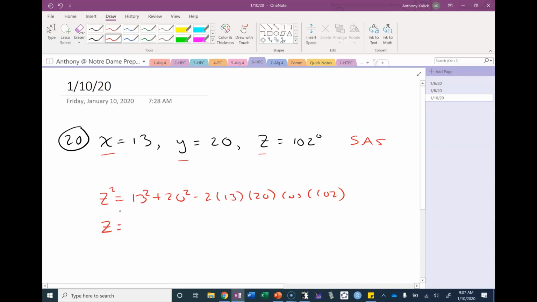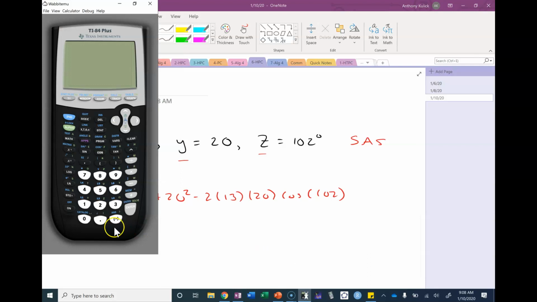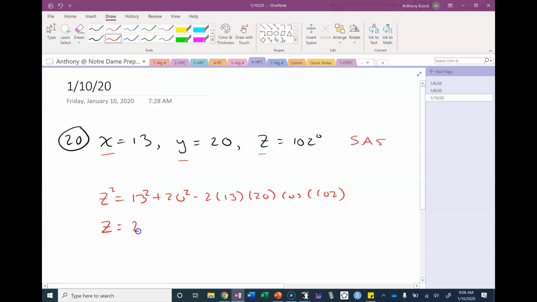So I'm going to just type this all in one line in my calculator to find z. So I'm going to type the square root symbol in right away because I know that instead of z squared, I really just want z. So I have the square root of 13 squared plus 20 squared minus 2 times 13 times 20 times cosine 108. And that gives me 2701. Okay, so that's one answer.